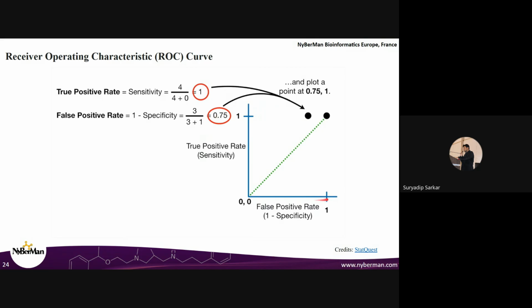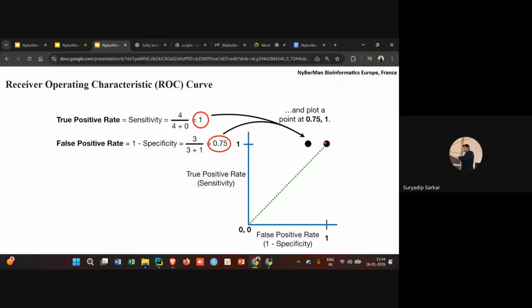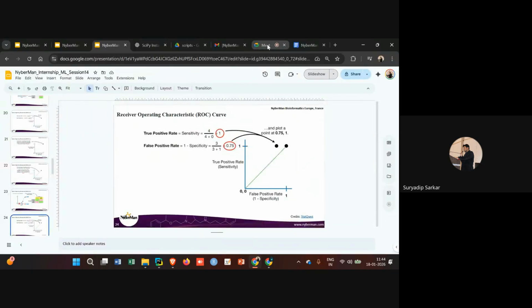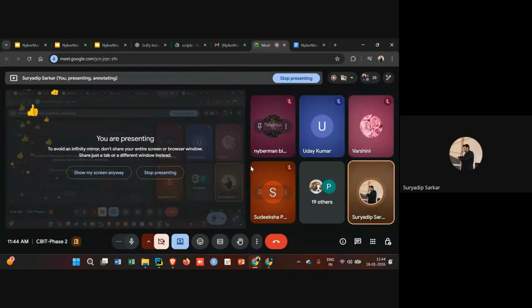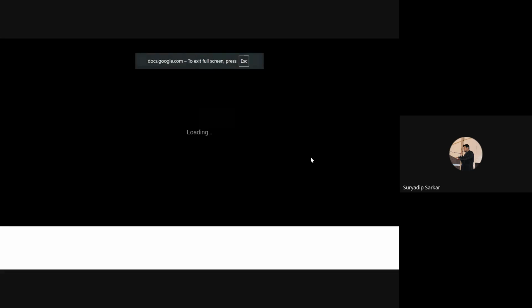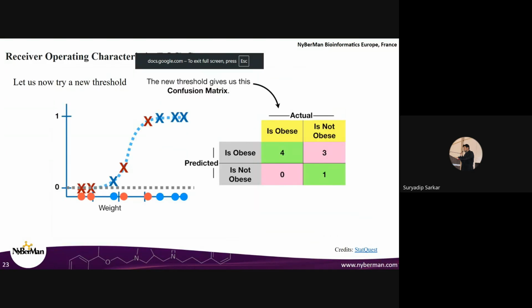My false positive rate has come down from 1 to 0.75, right? Does that mean that this point is better than this point? What do you guys think? Is the newer point a better classification than the previous one? Yes, you think so, Hadi? Okay. What about the rest? Do you guys agree with Hadi that the new point is actually doing a better job at classification than the older one? Okay. And isn't that kind of evident from the confusion matrix as well?